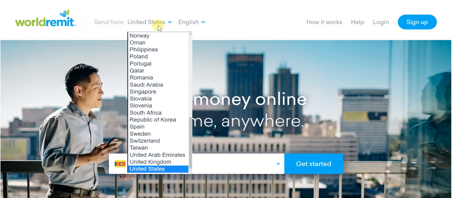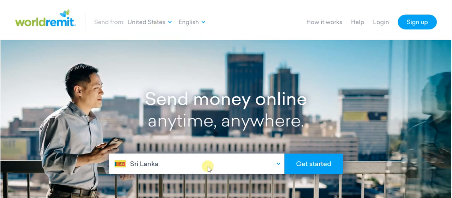The first thing to do is to choose United States as the country from which we are sending money. Secondly, we choose Sri Lanka as the destination country to which we are sending money. With both those things done, let's get started.